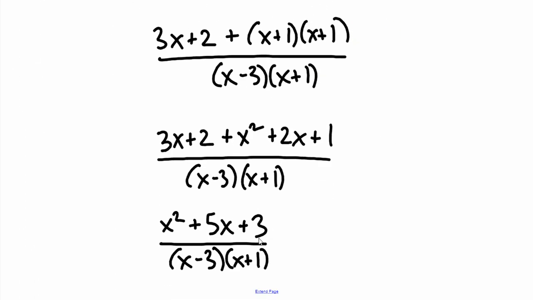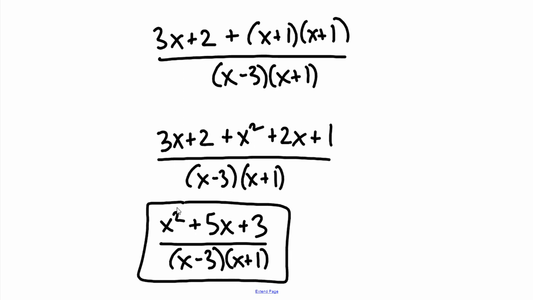I would look to see, can I factor the top? Because if I could factor the top and maybe it became like an x plus 1 in there, then an x plus 1 on top would be able to cancel with an x plus 1 down below. But as it stands, there are no two numbers that multiply to be 3 and add up to be 5, so the top can't be factored, which means it won't be able to cancel either of these expressions down below, and that means we've got our final answer.